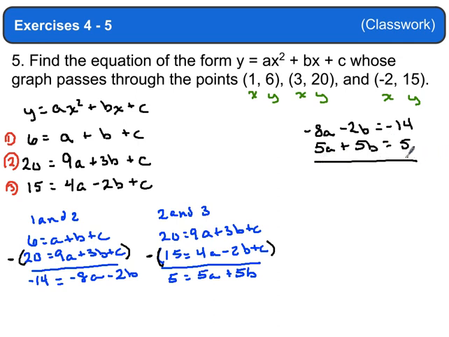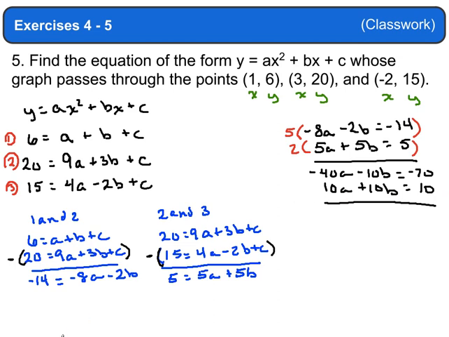We're going to solve this system. This time, let's say we get rid of the b's. So we're going to multiply the first equation by 5. We're going to multiply the second equation by 2. And so that's going to yield us a negative 40a minus 10b equals negative 70. The second equation is going to yield 10a plus 10b equals 10.